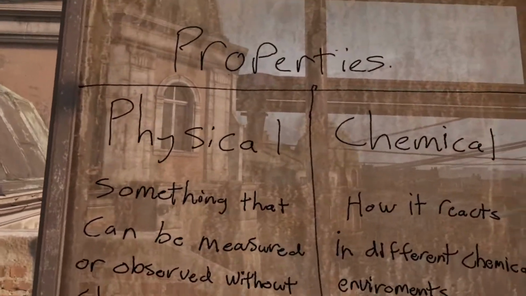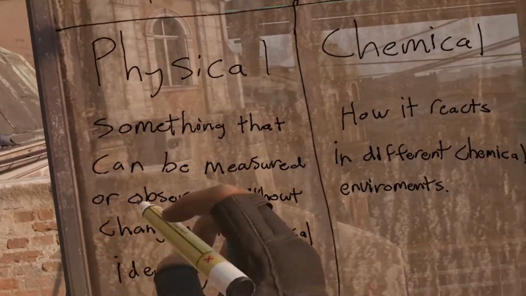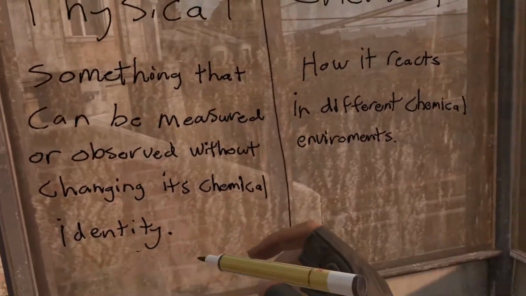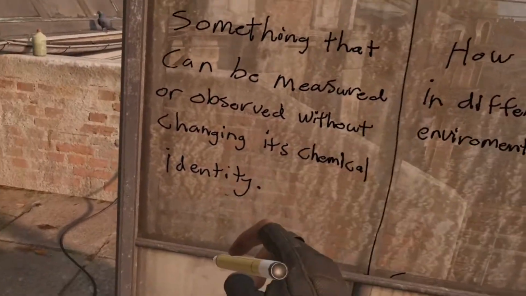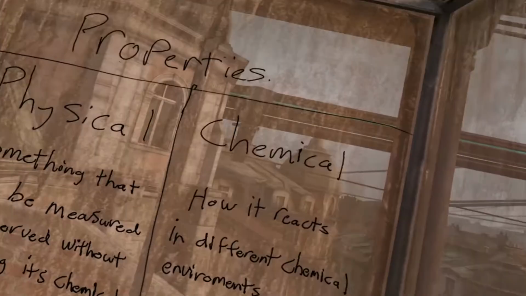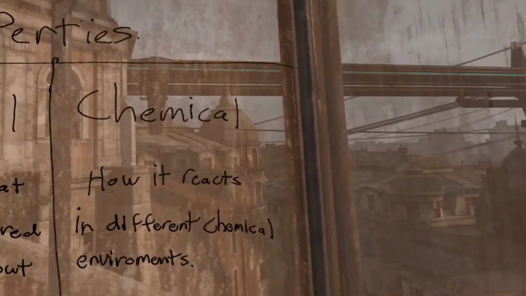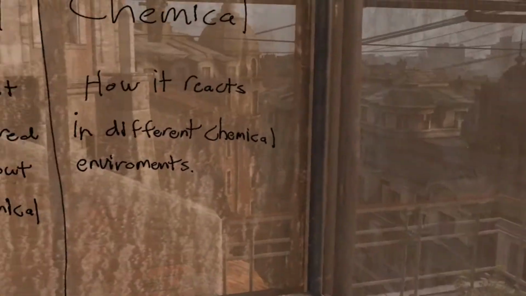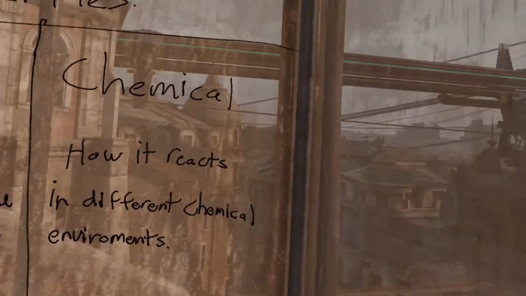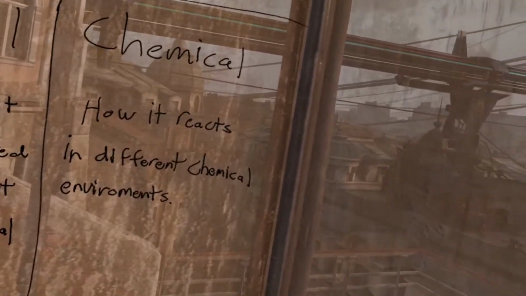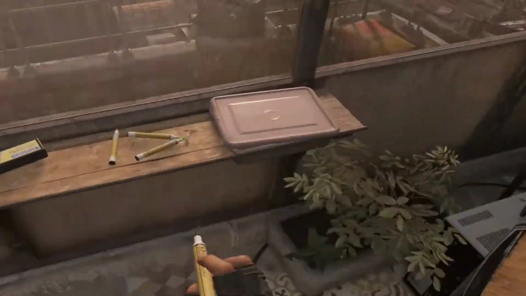Right, so to start with, physical properties are something about a substance that can be measured or observed without changing that substance's chemical identity. Chemical properties are how the substance reacts in different chemical environments. So there's a lot to talk about here, as pretty much most chemicals can react with a lot of other chemicals. However, there are a few main ones that we'll be going over. So to start with, we'll be going through a few physical properties.